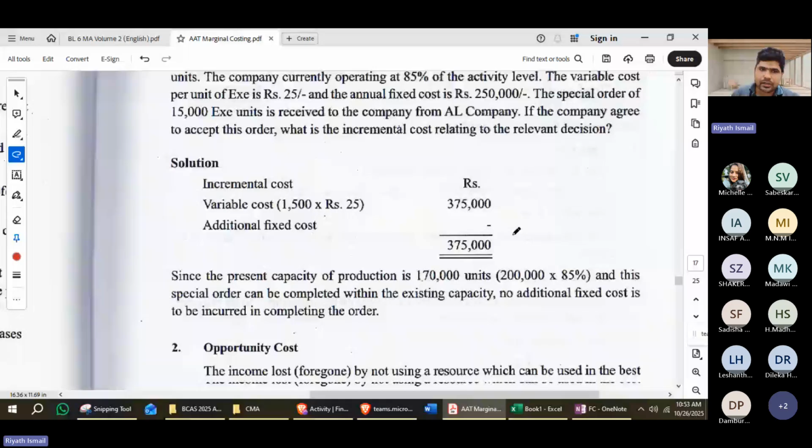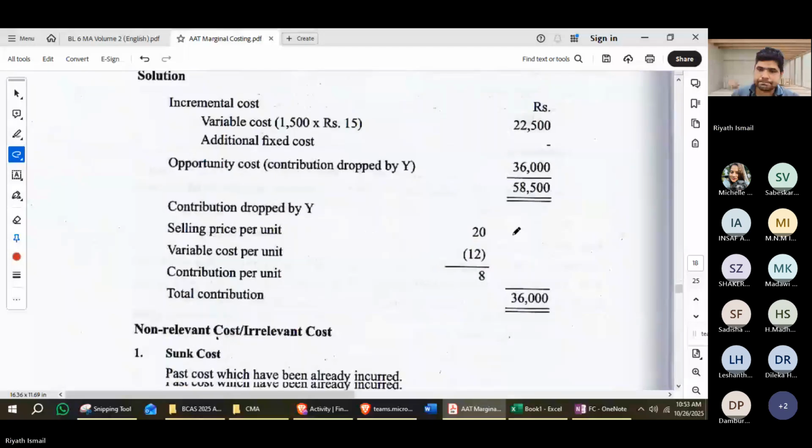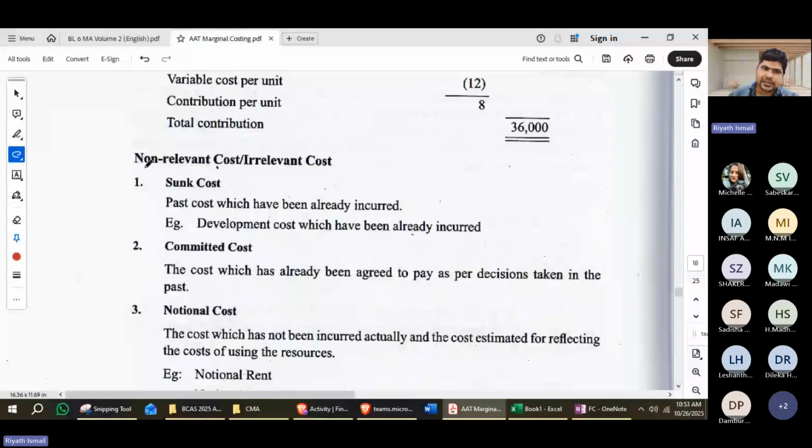Now we move to sunk cost. So there are irrelevant costs. Sunk cost, irrelevant, means there are some costs which are not taken into consideration for taking any decisions. Sunk cost: all past costs, costs already incurred. Example, development costs that have already been incurred.